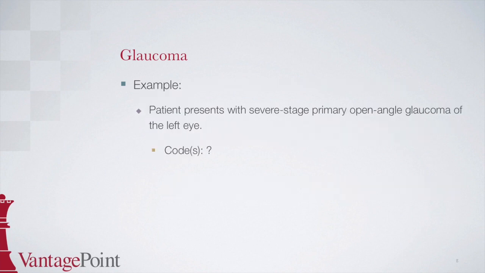Now I'd like to try some examples for this chapter. First, we have a patient presenting with severe stage primary open angle glaucoma of the left eye. How would you code this? Please pause the webinar to complete this example and then hit play to continue and learn the answer.